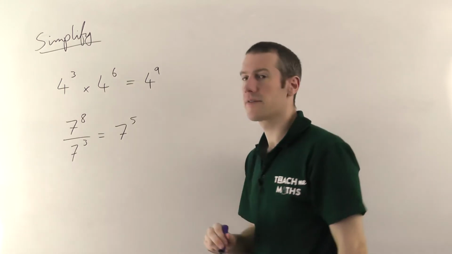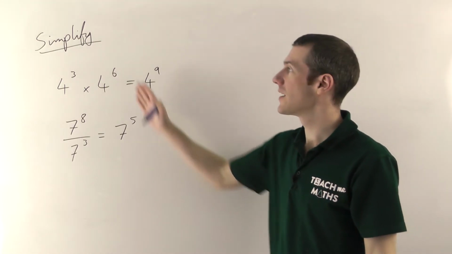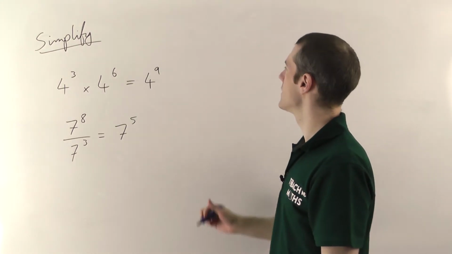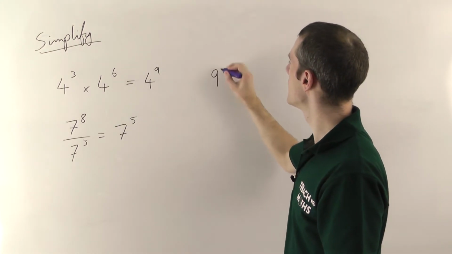That gives you 7 to the power 5. And again, you don't have to work out what that gives you. If it just says simplify, it's simpler. Alright, let's try a slightly more involved one.